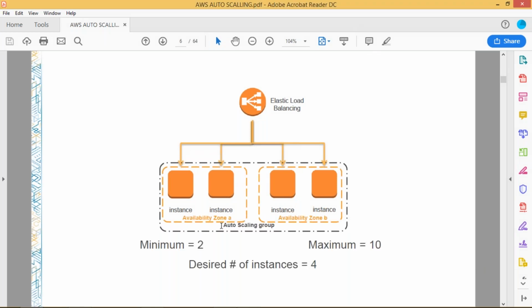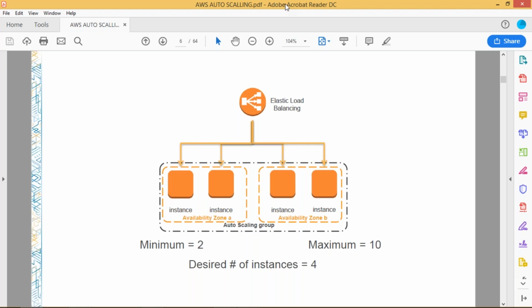Then the elastic load balancer provides load to all the instances in the different availability zones, and we can do one more thing: go for an auto scaling group. We create an auto scaling group, and as per the load, the instances increase and decrease at the same time. The minimum we require is two instances per availability zone, and the maximum we can go for is 10. The desired number of instances is 4. This is the requirement of the company, and what kind of steps you are going to provide.